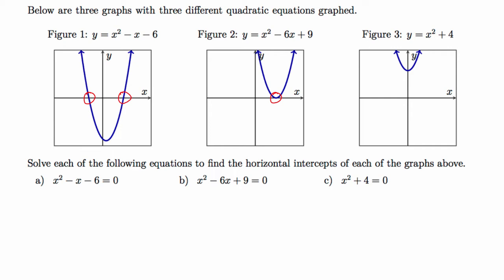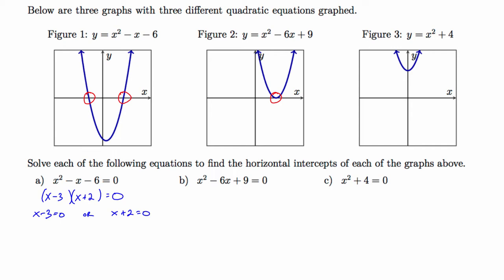This is a trinomial with a leading coefficient of 1, so I can ask myself, what multiplies to make negative 6 and adds to make negative 1? Well, negative 3 times a positive 2 is negative 6, and negative 3 plus 2 is negative 1. So I know this will factor as x minus 3 times x plus 2 equals 0. We can then use the zero factor theorem to split this into two separate equations, either x minus 3 equals 0 or x plus 2 equals 0.